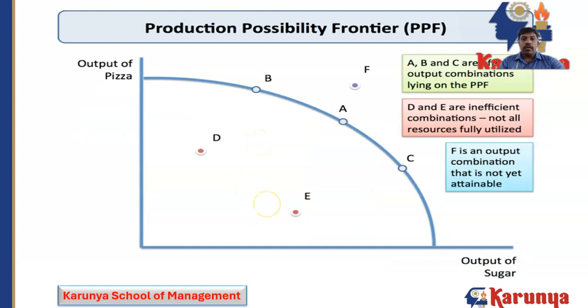Now you see the line indicated by A, B, C, D, E, F. All these points we need to consider. This is the frontier. It indicates the optimum level of output, by employing all the resources available, without wasting any resources. So the points A, B, and C are efficient output combinations lying on the PPF line. This is called the PPF line.